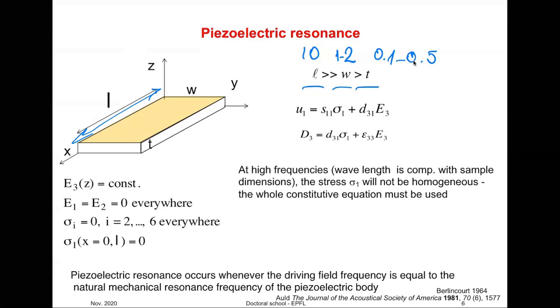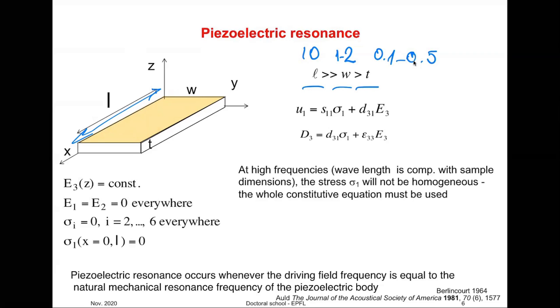And we need to consider again the full set of constitutive equations. Which set to choose depends on boundary conditions, and for this particular set we can use these constitutive equations. Now, if you apply electric field on this sample, so these are electrodes, if you apply electric field at very low frequencies, the whole material will uniformly deform, and there will be no unusual behavior.